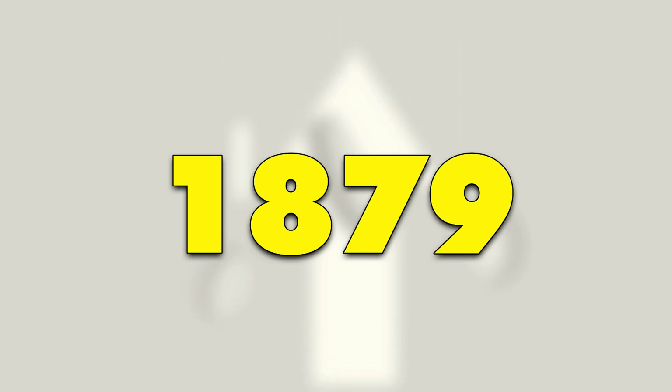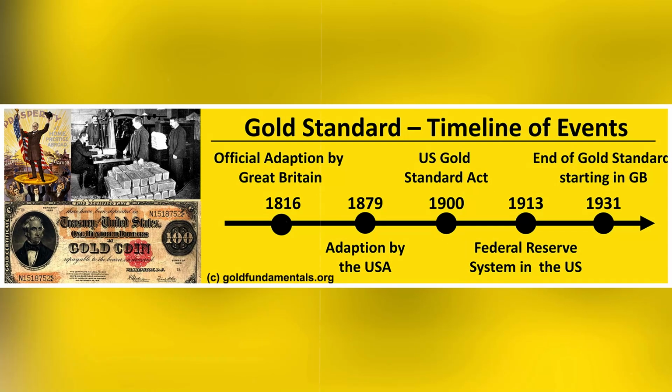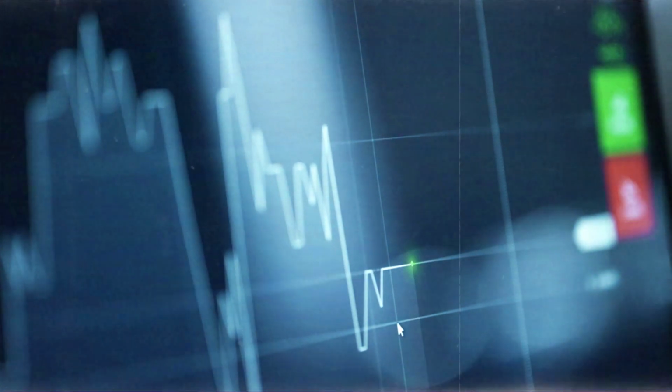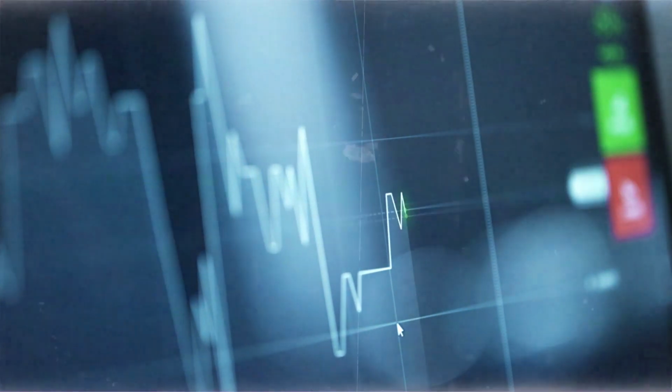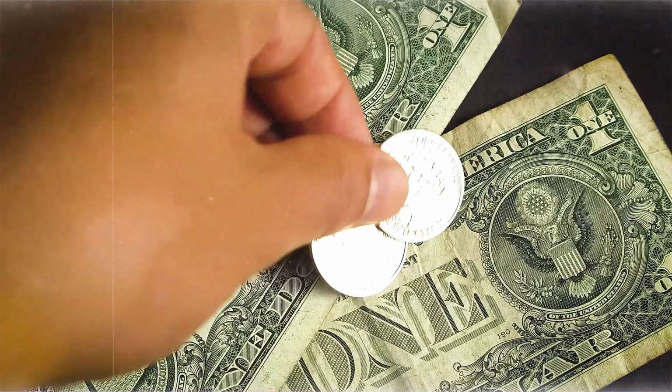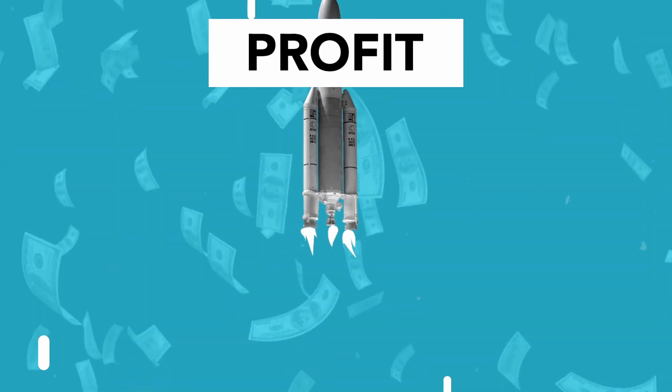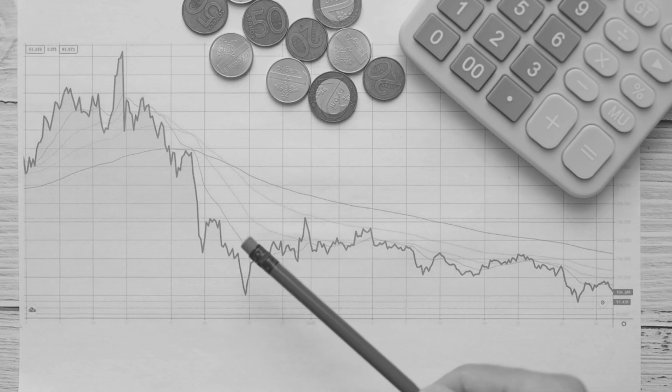In 1879, the United States adopted the gold standard, where every dollar was backed by an equivalent amount of gold. This system provided a level of stability that made the dollar a trusted currency, both domestically and internationally. After World War II, the dollar's ascent to international prominence began as Europe lay in ruins, and the United States emerged as the world's economic powerhouse with a substantial share of global gold reserves.